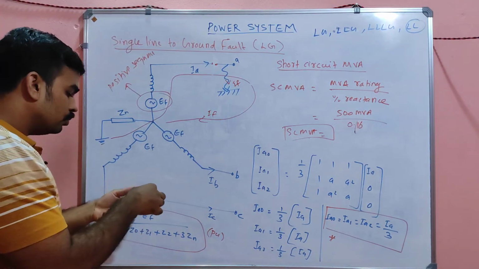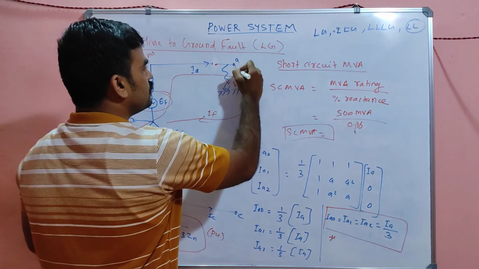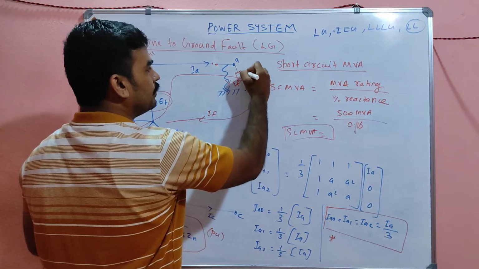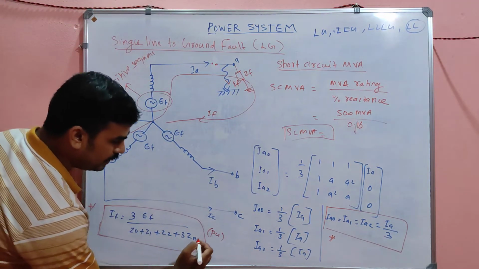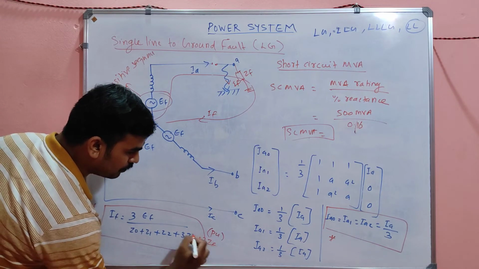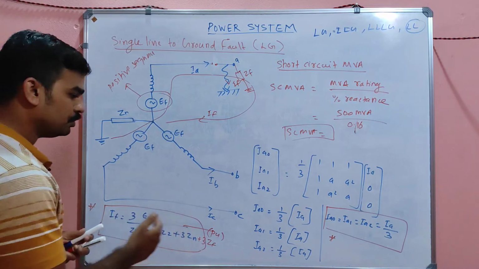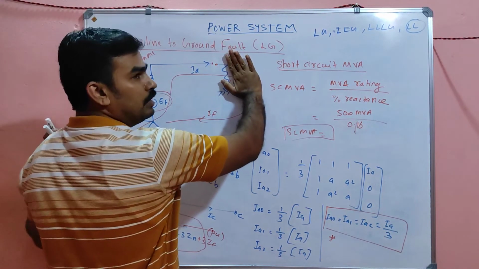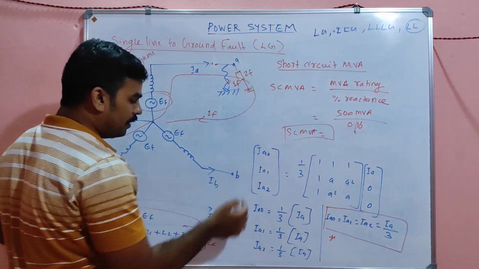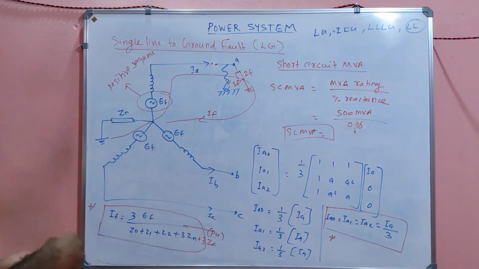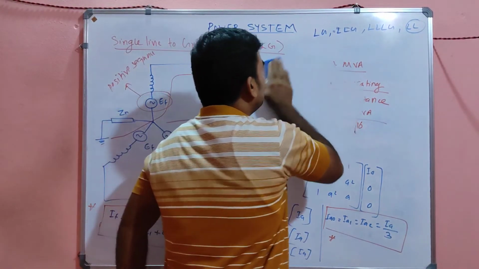Suppose the fault is through some other impedance. Suppose the fault is happening through any other impedance; that impedance will be ZF. Then the equation will be slightly modified, with plus 3 ZF also in the denominator. That also you should know. If it is not through any fault impedance, then up to Zn is enough. If there is a fault impedance, then 3 ZF will also be there. Is it clear, my dears?